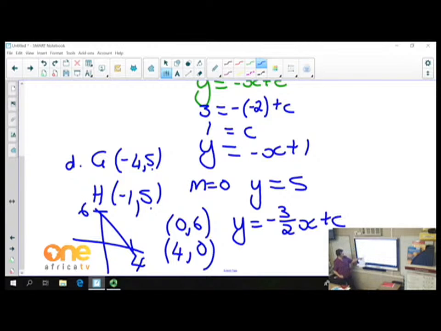And here we can immediately see that the y-intercept is 6. You don't even need to calculate it. So y is equal to negative 3 over 2x plus 6.